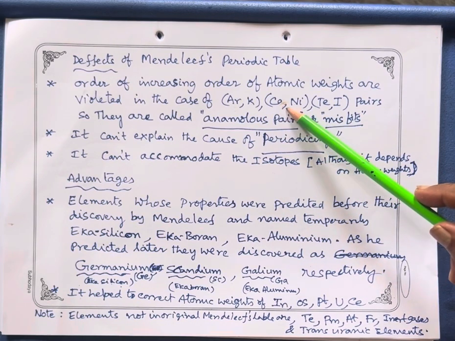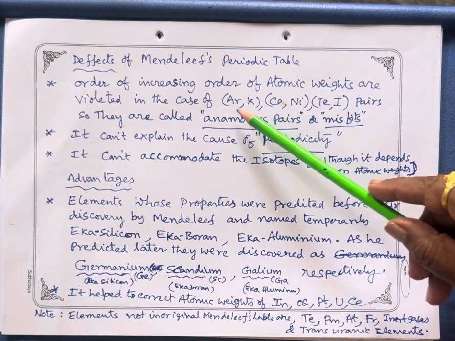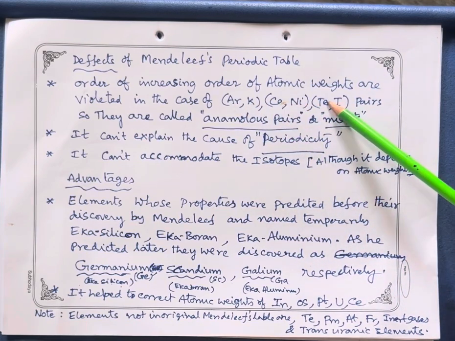Similarly, another pair is cobalt and nickel, and the third pair is tellurium and iodine. Argon-potassium, cobalt-nickel, and tellurium-iodine are called anomalous pairs. They are not following the atomic weight increasing order, so they are called anomalous pairs or misfits. They are not fitted in the proper way in the periodic table, so they are called misfits.